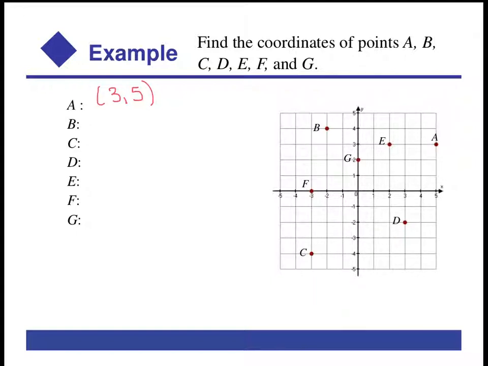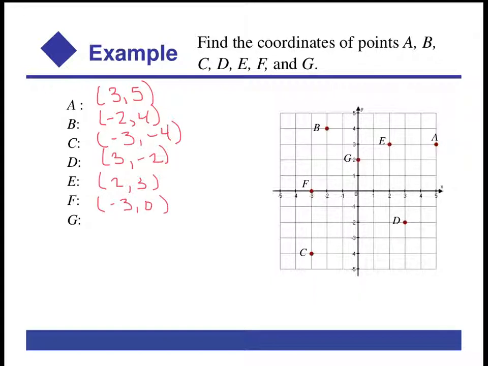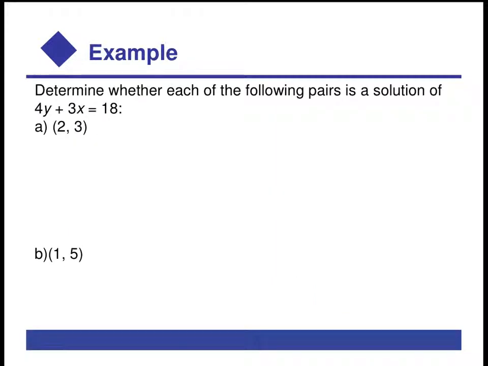Okay, for B, I have negative 2, 4. For C, I have -3, -4. For D, I have 3, -2. For E, I have 2, +3. For F, I have -3, 0. And for G, I have 0, 2. How'd you do? If you didn't do well, you need to take a little bit of time and work on those.